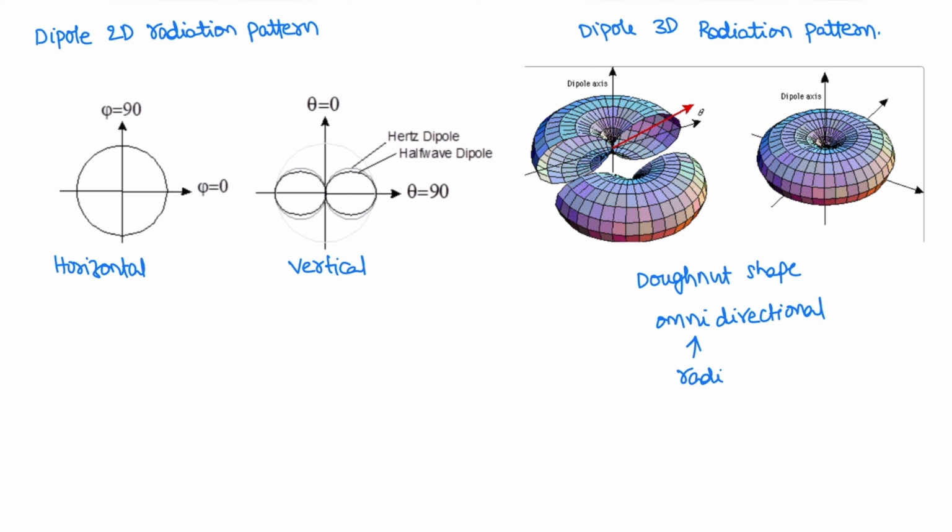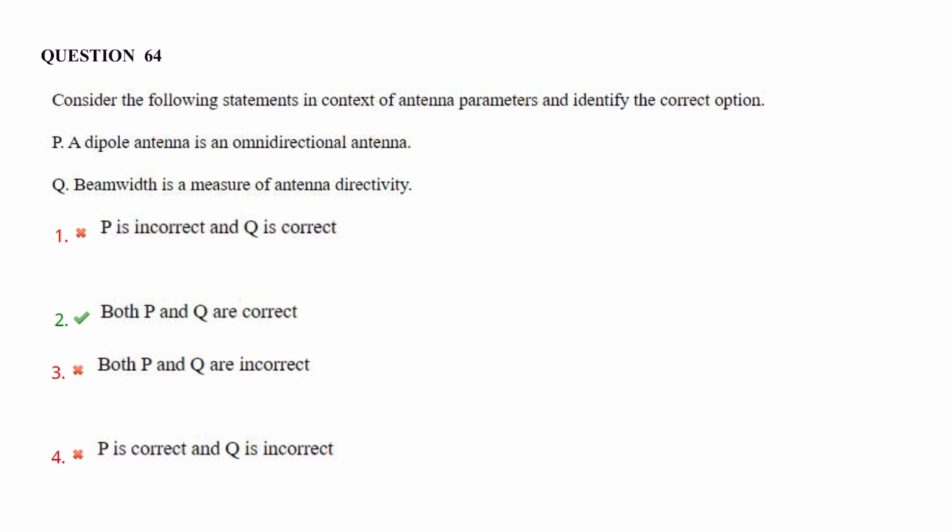Omnidirectional means radiation in all directions except along the axis. So it emits radiation in all directions, but zero radiation along the axis. Radiation pattern of dipole antenna is omnidirectional, that is radiation in all directions except along the dipole axis. So the radiation pattern is donut shaped in 3 dimensions. Maximum radiation is perpendicular to the axis.